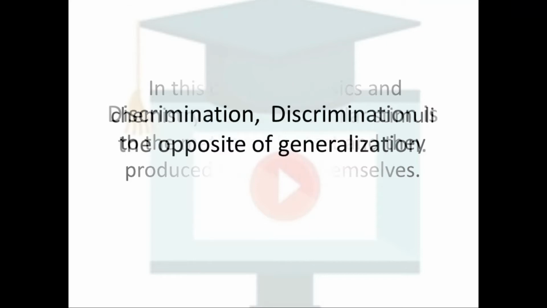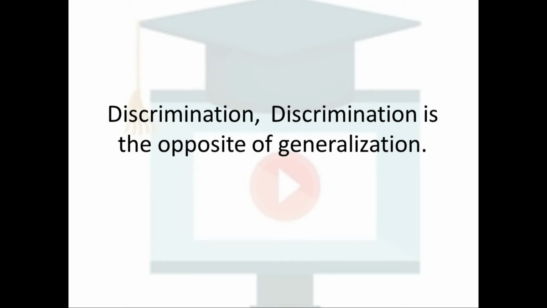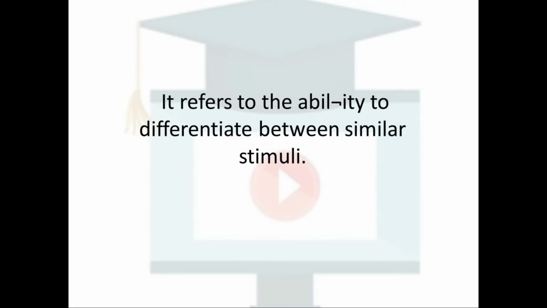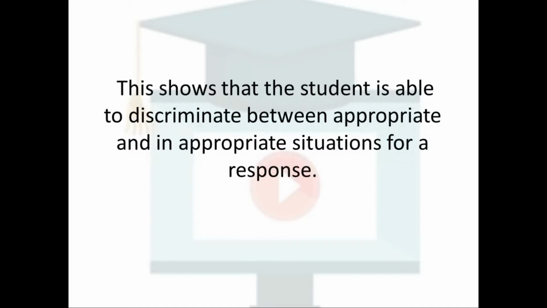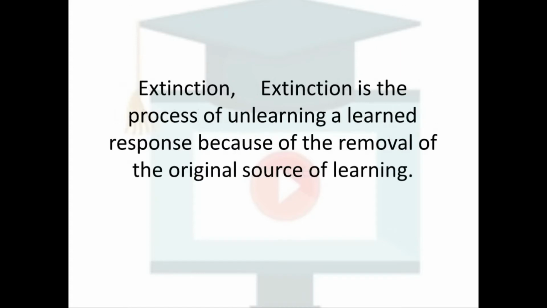Discrimination. Discrimination is the opposite of generalization. It refers to the ability to differentiate between similar stimuli. For example, a student may feel fear during mathematics tests, but not during physics or chemistry tests. This shows that the student is able to discriminate between appropriate and inappropriate situations for a response.